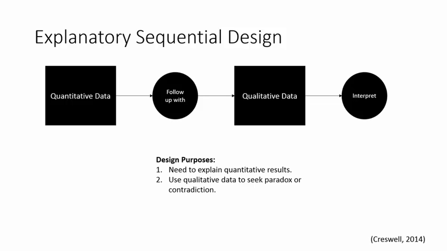Okay, so here we have a second basic design referred to as an explanatory sequential design. Here I have quantitative data of some kind. I'm then going to take that and follow up with some qualitative data and then interpret those. So why would I do this? Well, I need to explain my quantitative results, or I might even do this in a way that we talked about before, where I'm intentionally seeking out paradox or some kind of contradiction.